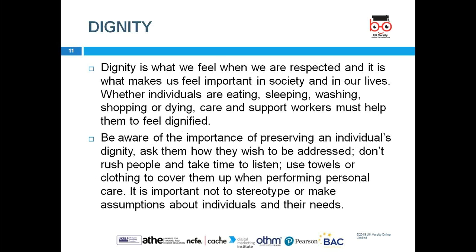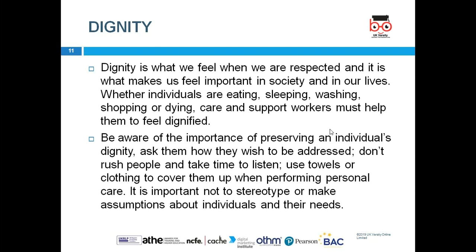Yeah. So dignity, this is quite an important one, I feel. Dignity is what we feel when we are respected, and it's what makes us feel important in society, in our lives. So whether someone is eating, sleeping, washing, shopping, or if they're passing away, then it's up to the support workers to help them feel dignified. So we've got to be aware of the importance of preserving an individual's dignity.